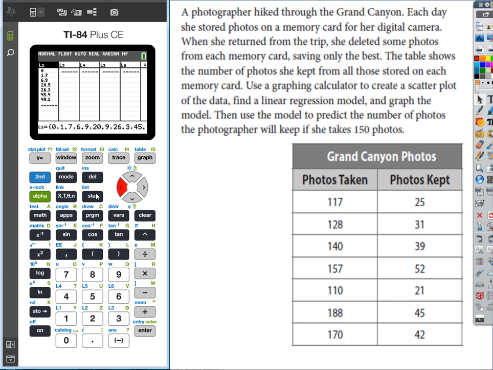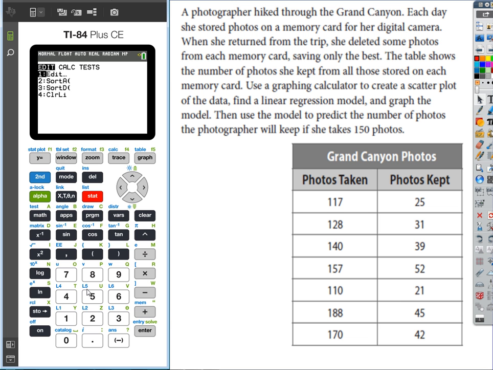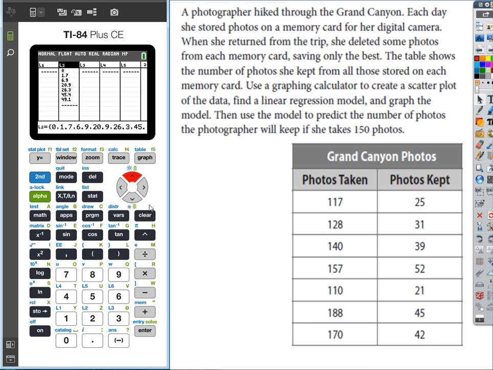Sorry. You just go to stat 5 for setup editor and hit enter. And now if I go back to stat, enter, there it is. I got it back. Okay. So you want to hit clear though, not delete. So now we'll go over and clear L2. Clear, enter. And now we're just going to enter all this data.